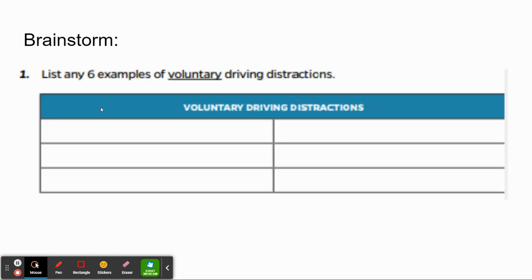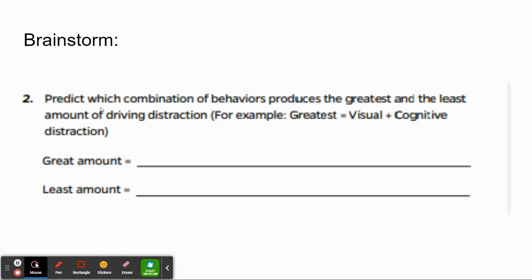After you go over that content of the different ways a person can be distracted, you want students to brainstorm, either as a class or as a turn and talk, 6 examples of voluntary driving distractions. Voluntary driving distractions are things that someone is opting to do, opting to look at or listen to as they're driving. So, what are 6 things that can do that? After that brainstorm session, there's going to be some predictions happening.